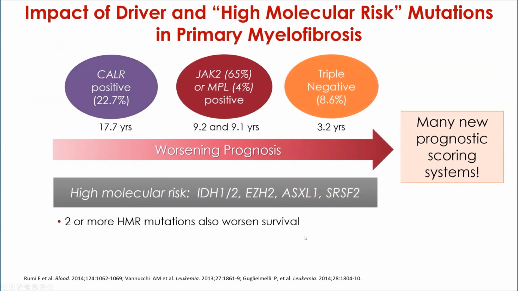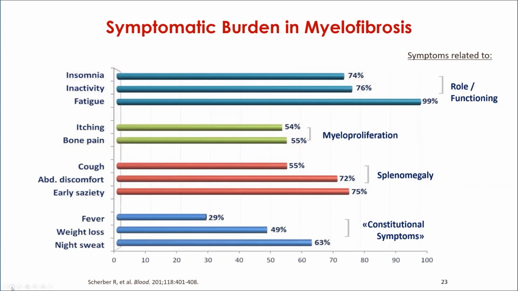Some of this is outlined in the lower part of the slide. Some of these mutations are so-called high molecular risk mutations. And based on that, including the cytogenetic abnormalities that may be present in up to 40% of patients, there are many new prognostic scoring systems. I don't think they will be asked in the testing. And there is real choice among the prognostic scoring systems listed in NCCN guidelines for one to choose from.